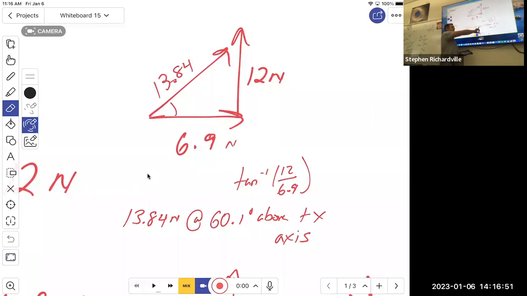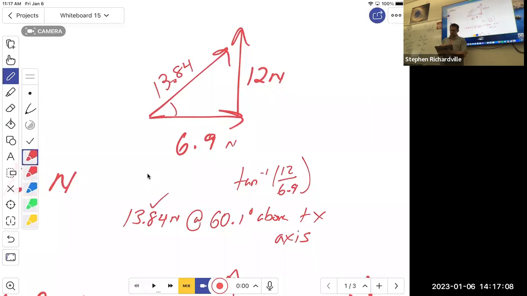I do expect my angle to be bigger than 45 because that's 12 and that's 7. 45 would be the same two numbers. Is that okay? So again, a little bit higher stakes for the answer here because I need the magnitude and the bearing, which way with the angle. Cool.